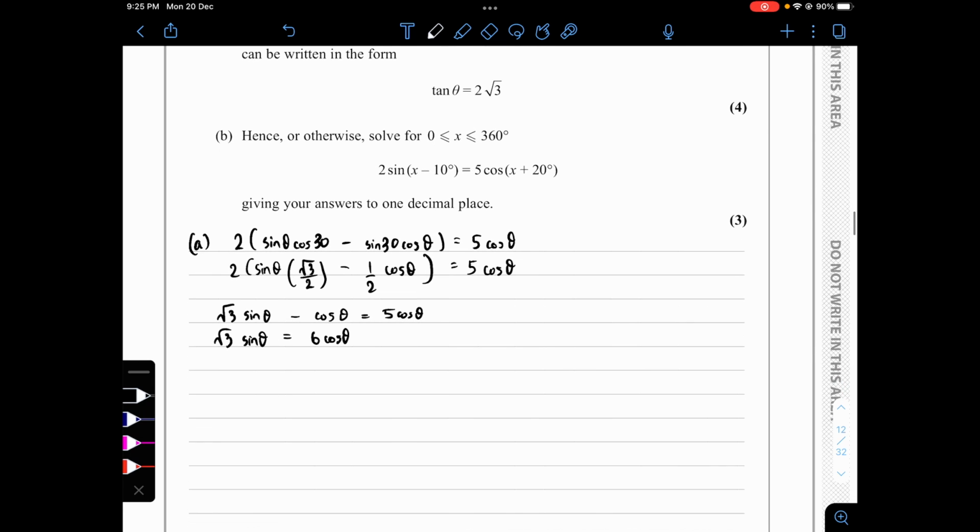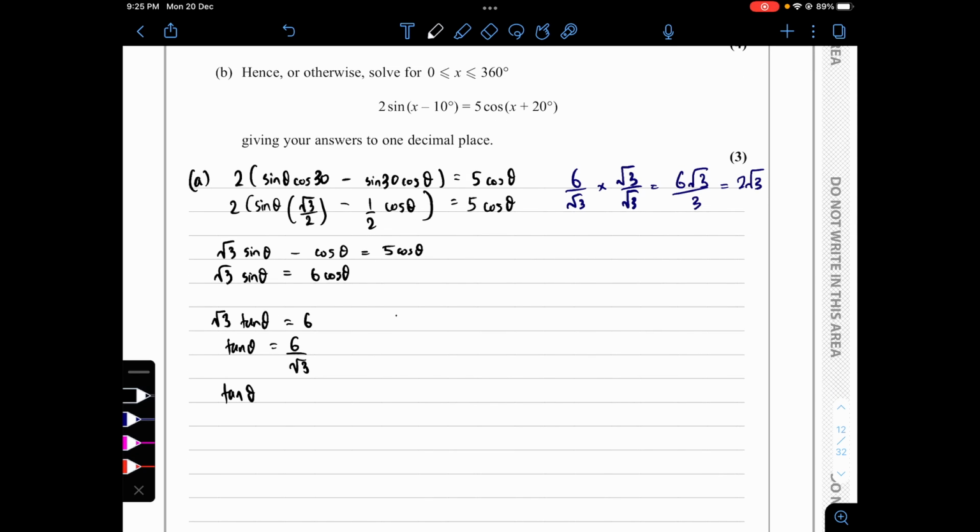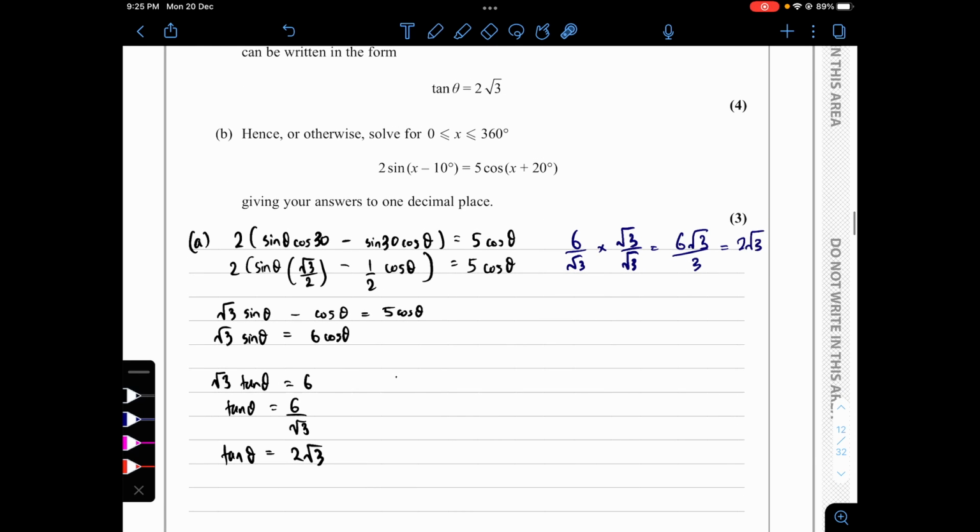Now because we want tan, we have to divide both sides by cos, so that'll be root 3 tan theta equals 6, and then tan theta equals 6 over root 3. So let's rationalize: 6 over root 3 times root 3 over root 3. You're left with 6 root 3 over 3. 6 divided by 3 is 2, so 2 root 3. So our final answer is, so we can do it underneath it, tan theta equals 2 root 3, and that is how we have shown it in this form.